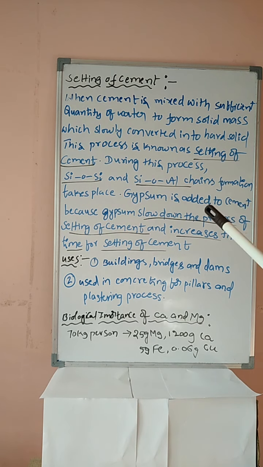With this, the cement topic is completed, student. In this, important are the average composition of cement, for good quality cement what are the conditions, the setting of cement, and why gypsum is added to cement. These 4 points you can remember, student.